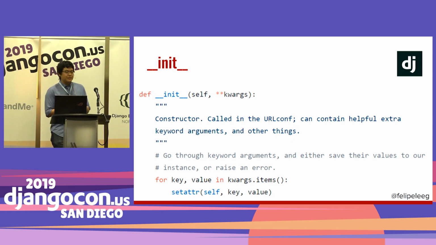Okay, so on init, the init's pretty simple. All it does is loop through the kwargs you pass it, and it will set attribute values to what you pass in. It's really simple, but really powerful in ways that I will show you later.